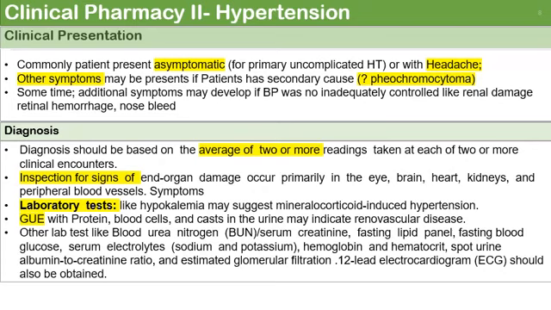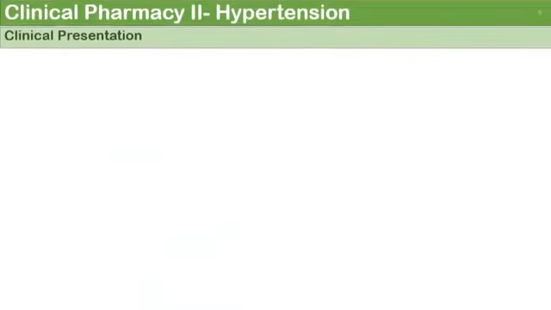fasting lipid panel, fasting blood sugar, albumin creatinine ratio for estimation of kidney function or proteinuria, GFR by serum creatinine, and ECG. All could be used for determination of the stage of hypertension, severity of hypertension, and the possibility of end organ damage induced by the pressure.